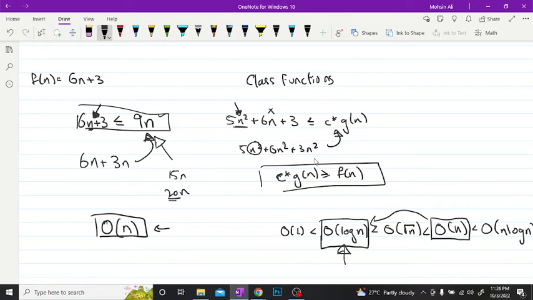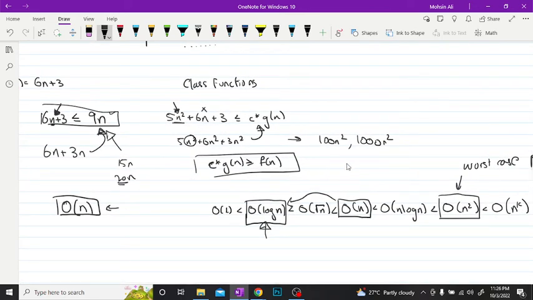And like I said, you can have multiple answers. For example, some might say 100 n squared, some might say 1000 n squared, and that also works out. At the end of the day, you're just going to take the big O of that, and that's just going to give you O of n squared, which is really important.